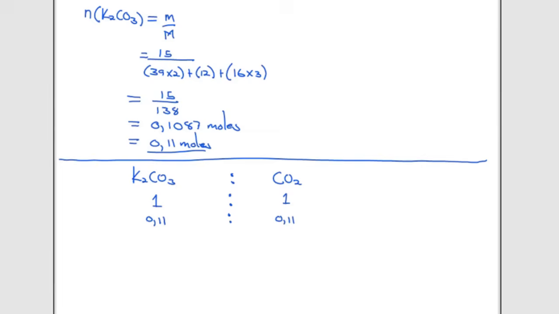Why is that so? Because according to the mole ratio, these are equal. Then after that, I'm going to say the number of moles of carbon dioxide, CO2, right? So remember, this is a gas, right? So I'm going to say V all over Vm, right?